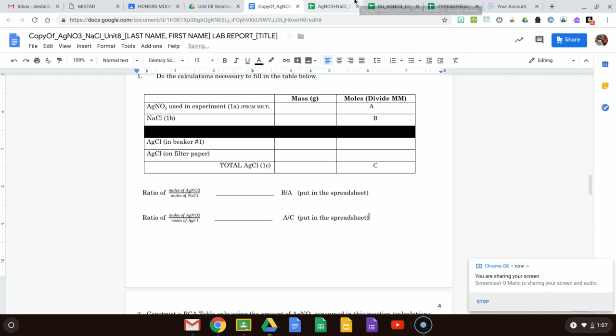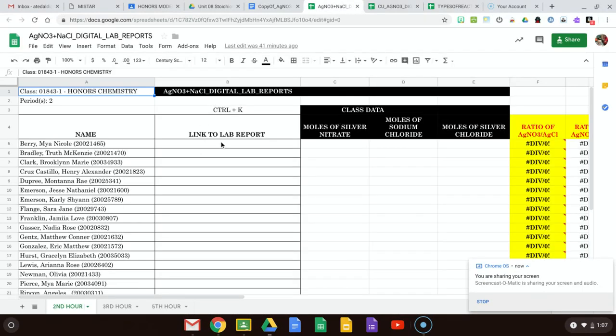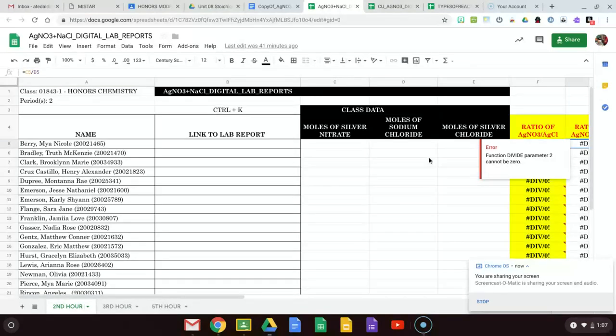And so, of course, as I've been doing this, there is a spreadsheet. It is copied and pasted. I want you to put the link here of your lab report. You're going to put moles of silver nitrate, moles of sodium chloride, and moles of silver chloride, and it's going to do the calculation for you, so don't worry about that. All you're doing is putting your moles data from that table here.